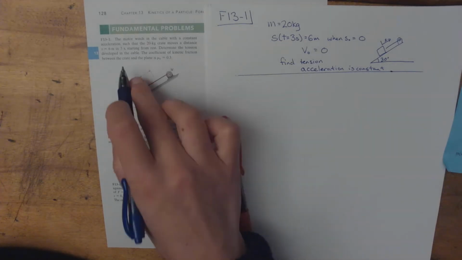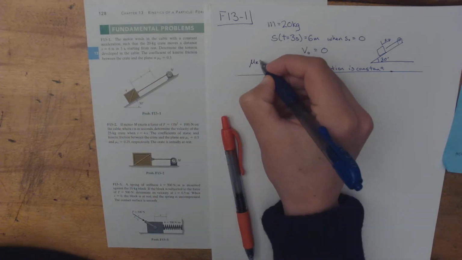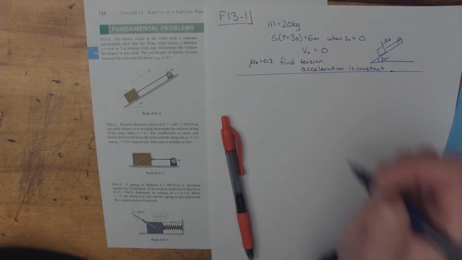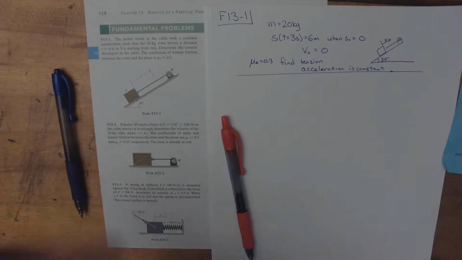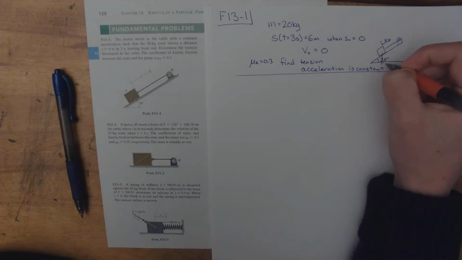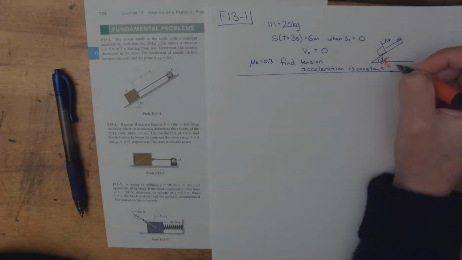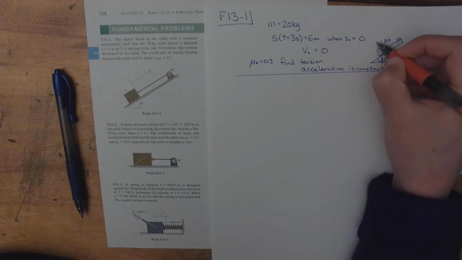The coefficient of kinetic friction between the crate and the plane is 0.3. So we're going to start off by drawing a free body diagram. And we know we have the force of gravity acting straight downwards on the object. So I have the force of gravity acting downwards. And I have a normal force, which is called the normal force because it acts perpendicular to the surface. So there's my normal force.